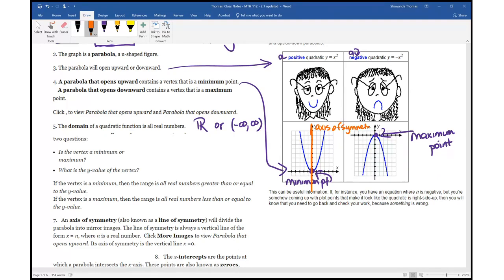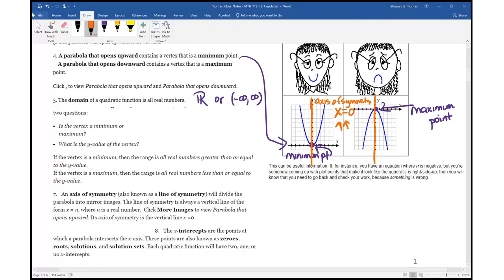These just happen to be on the y-axis, so that line is x equals 0. The axis of symmetry is a vertical line, and to represent a vertical line, you always have to put x equals some number. In this section, you will learn that the axis of symmetry is x equals h, whatever h is. We will discuss that in a few minutes.